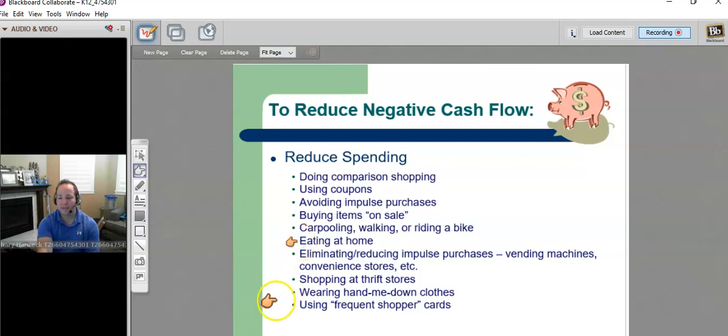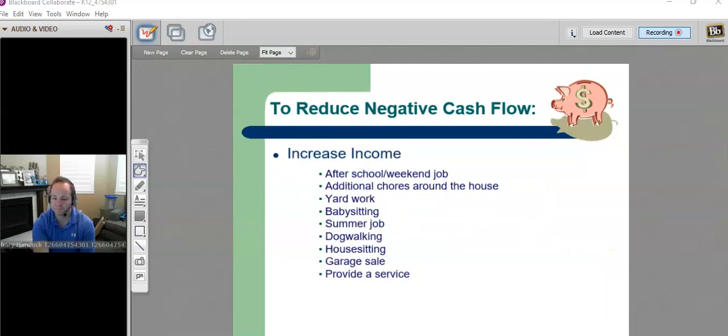Big one, eating at home. Okay, when I go out, I'll throw a sandwich, I'll throw apples and stuff in my bag rather than going out to these other things. Okay, we already talked about convenience stores like gas stations, vending machines. Shopping at thrift stores, I always go to Ross's Dress for Less to get my Levi's or stuff like that. Wearing hand-me-down clothes, not against that either. Frequent shopper cards to kind of save money or get benefits like that.